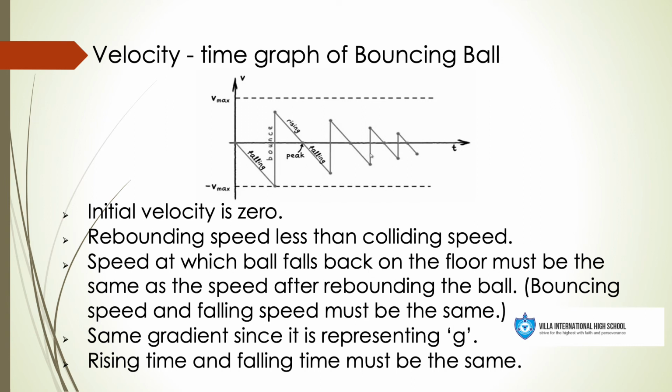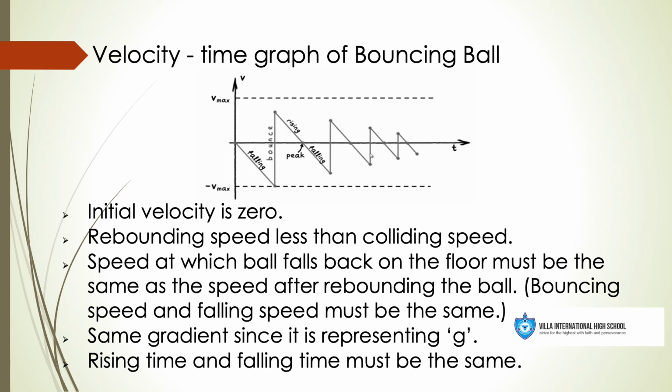So look at the graph, it starts on the negative side. When we drop the object, the initial velocity is zero. That's why initially it's zero. Now it's falling. When it is falling, it accelerates, and it hits the ground with the highest velocity.